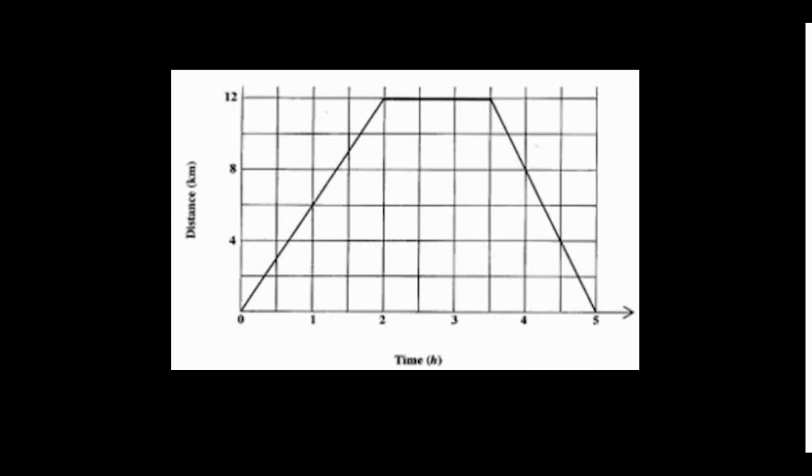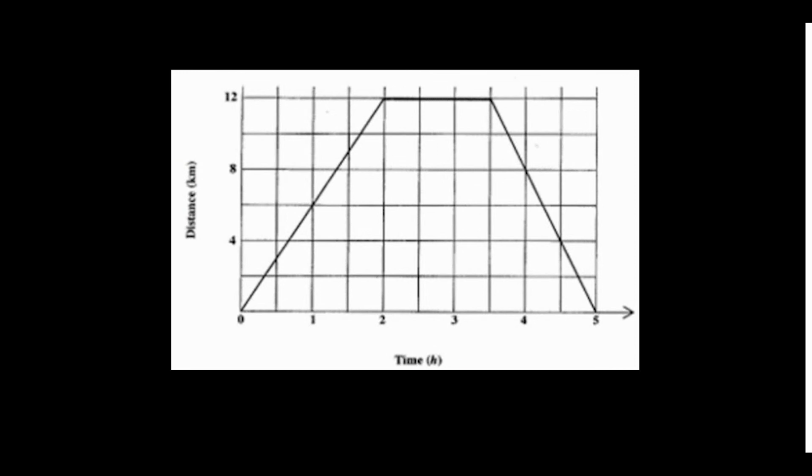What sort of graph are we looking at? Alright, so tell me, what type of travel graph are we looking at? Anybody? What type of travel graph are we looking at? Lovely. It's a distance time graph. What is the distance being measured in, and what is the time being measured in? Lovely. Distance is in kilometers, as you can see here, and then time is in hours.